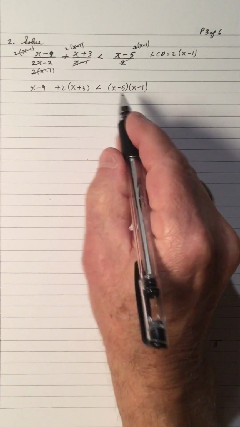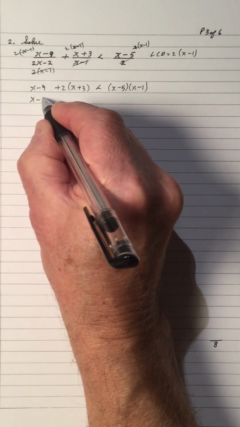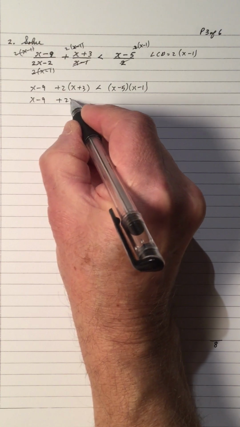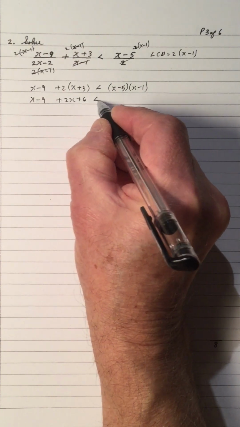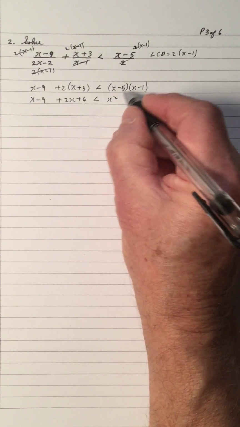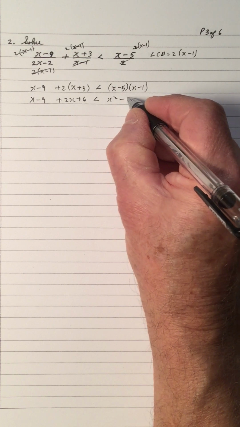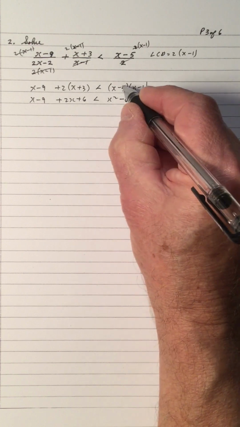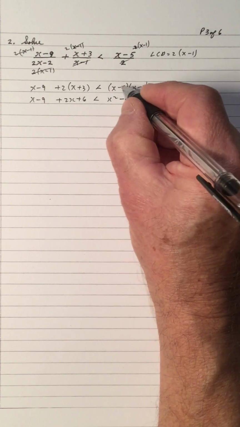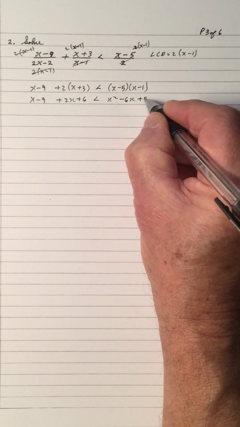Now we have to simplify this, so I have to multiply before I add or subtract. So I get 2x plus 6, and I do the FOIL on this, and I get x times x is x squared. Outside is negative x, inside is negative 5x. Add, negative 6x. And the last terms is negative 5 times negative 1 is 5.